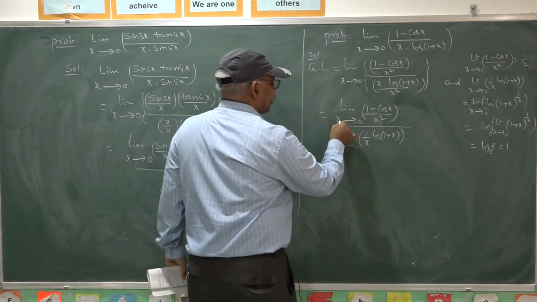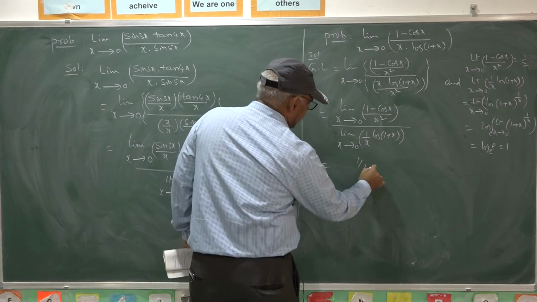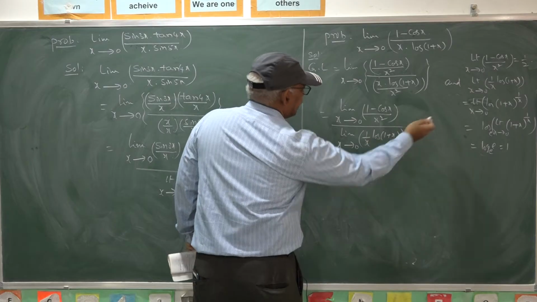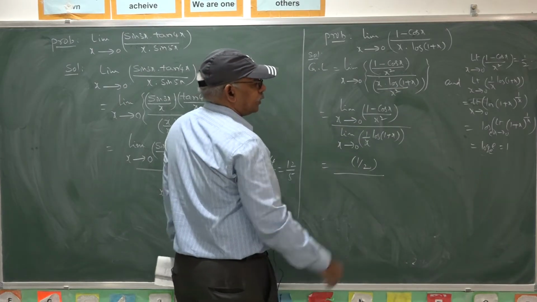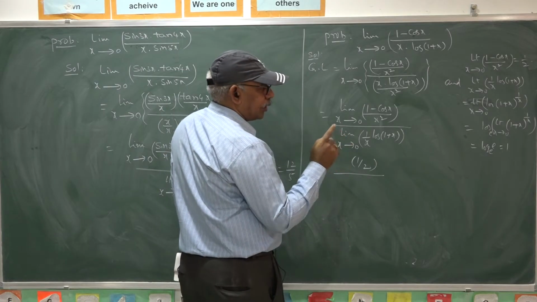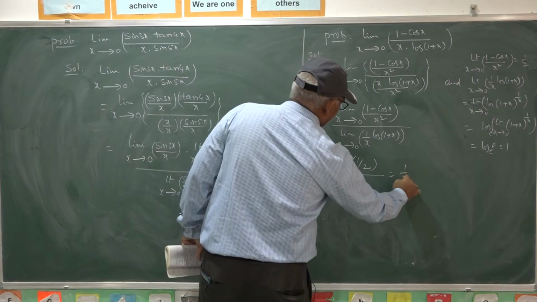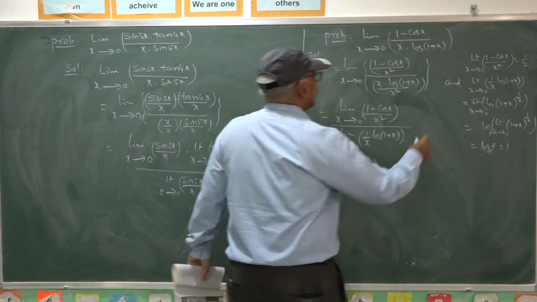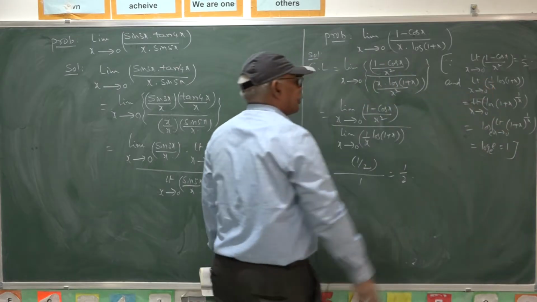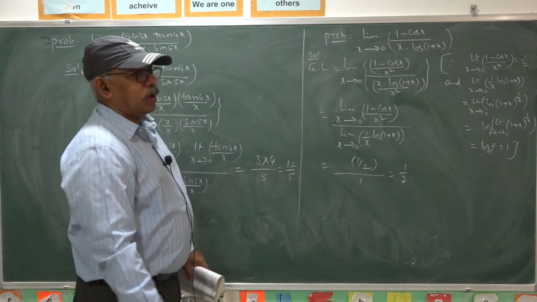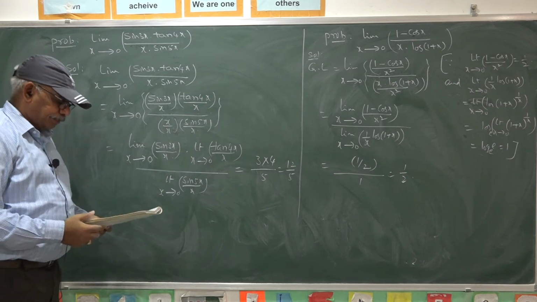So, limit as x goes to 0, (1 minus cos x) by x square, that is clearly 1 by 2. This is as per our given formula, that is equal to log e to the base e. Log e to the base e is 1. So, the required limit is 1 by 2. Since you have to understand limit as x goes to 0, 1 by x log 1 plus x is 1. Okay.